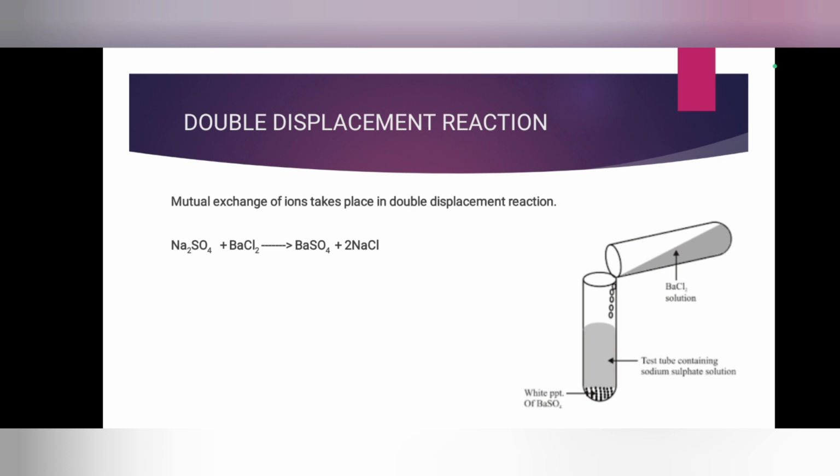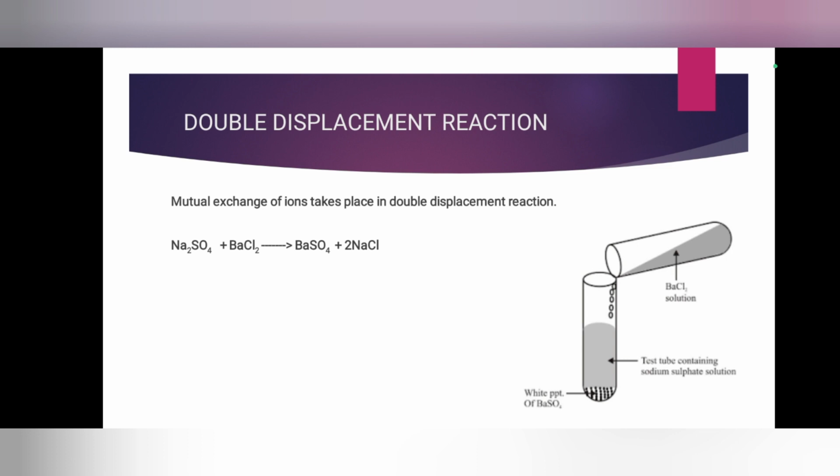In the similar way, in barium chloride, barium is positively charged, chlorine is negatively charged. So mutual exchange of ions takes place. That means the positive part combines with the negative part of the other substance. So here barium reacts with sulfate to form barium sulfate. At the same time, sodium reacts with chlorine. Mutual exchange of ions takes place in double displacement reaction.